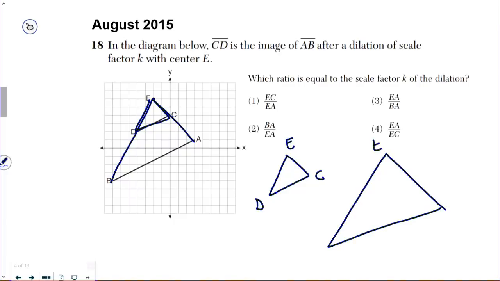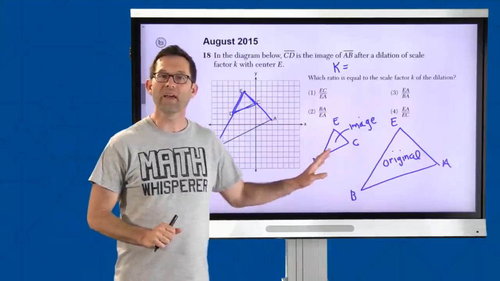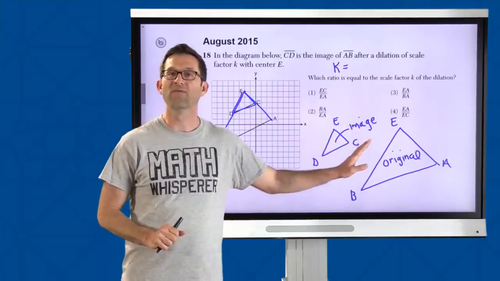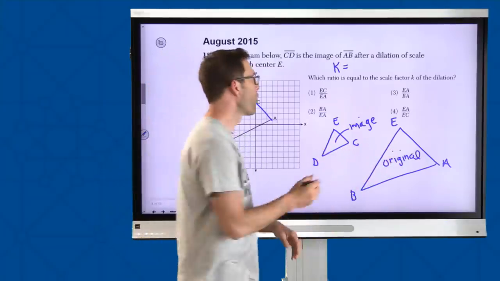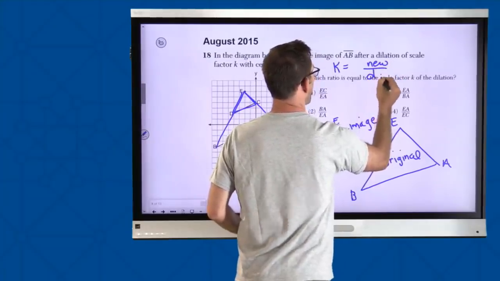And that's triangle EAB. Now, if you will, this is the original. This is the image. Whenever you're looking for the constant of dilation, you always want to take a length on the image and divide it by a length on the original. Or as I like to think about it, a new length divided by an old length.